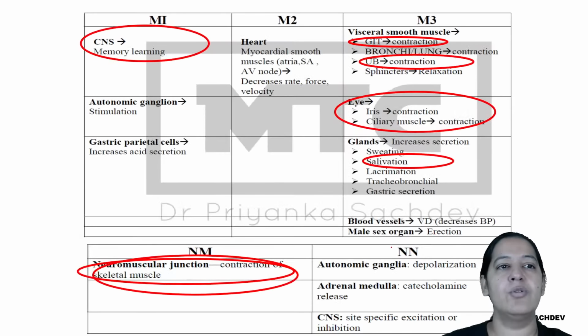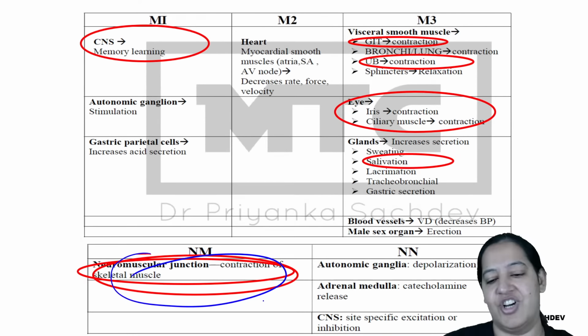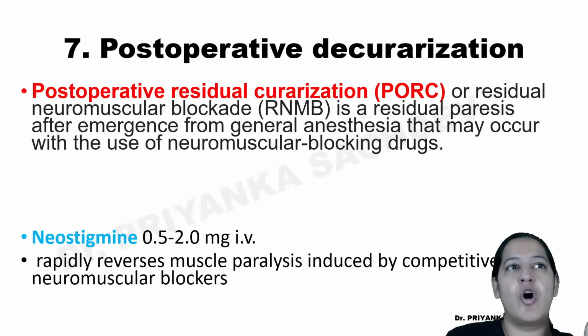So coming to the next use, the 7th one. The 7th one is also based on this property only, that is, the neuromuscular junction. 7th use. So that is post-op decurarization.